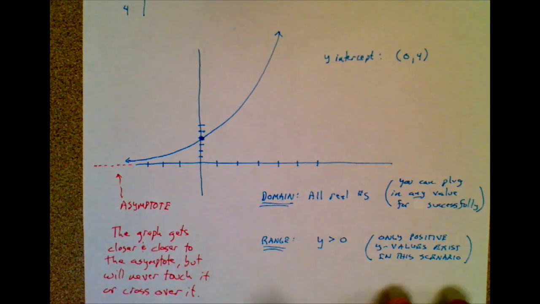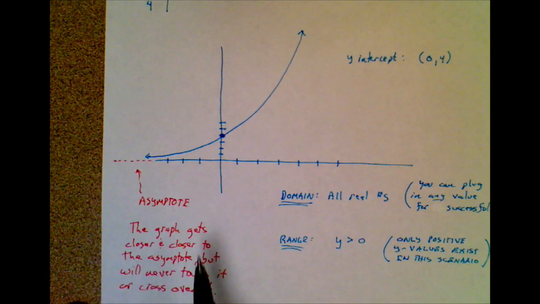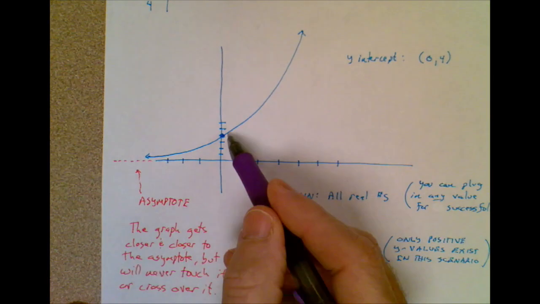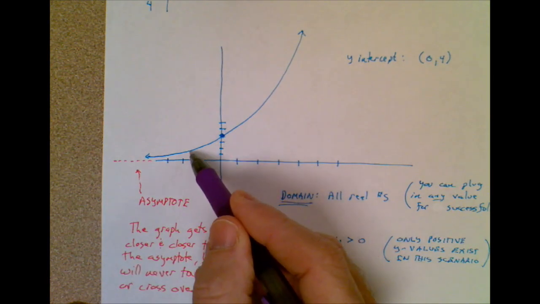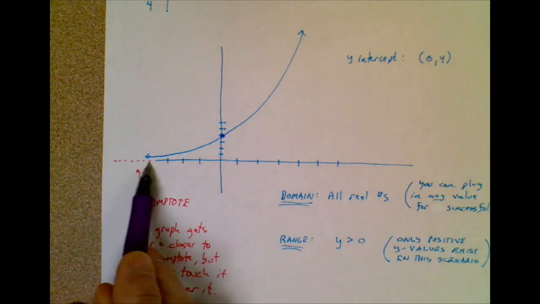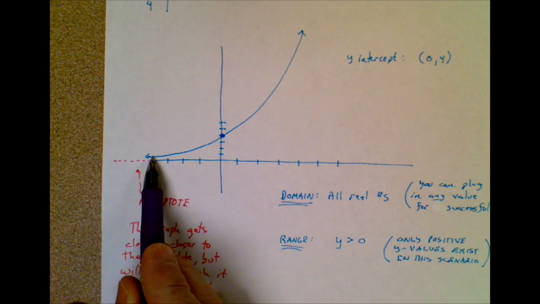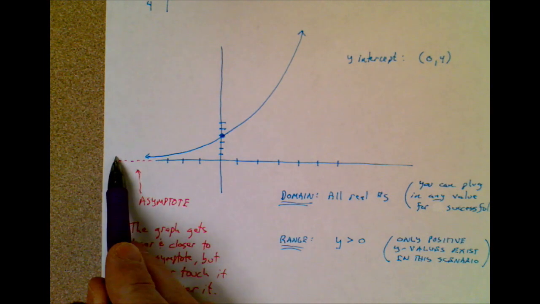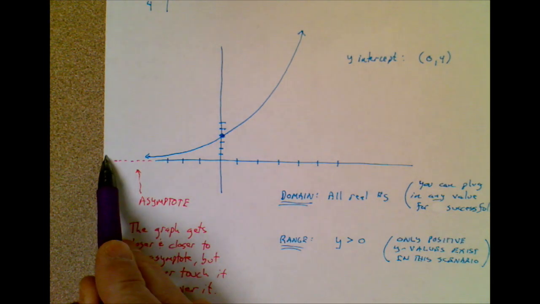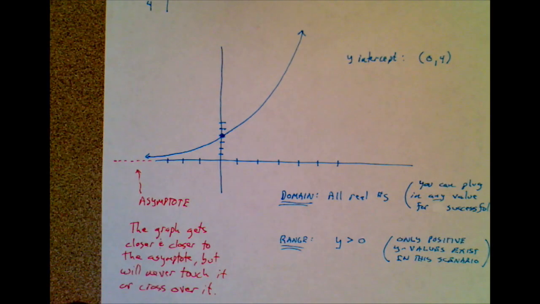A new thing that you might notice on this graph is this red dotted line, which is called the asymptote. And what that means is as this graph comes over to the left, it'll continue to get closer and closer to this level, but it'll never cross over it. So an asymptote is a spot that the graph approaches as it heads out, in this case, to -infinity, but it'll never touch it or never cross over it.